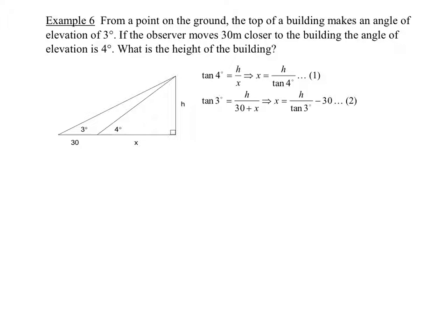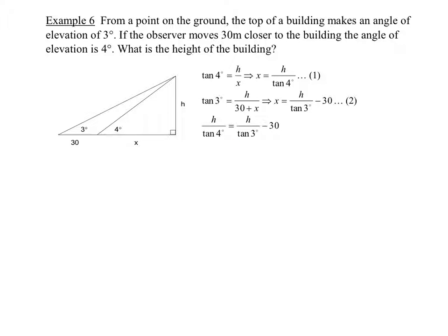Now we can equate equation 1 and equation 2, because they're both expressions for x. And if we do that, we get this equation. It's just making this equal to this, because they're both equal to the same thing, they're both equal to x. And then our job is to try and rearrange this so that we can find out what h is.